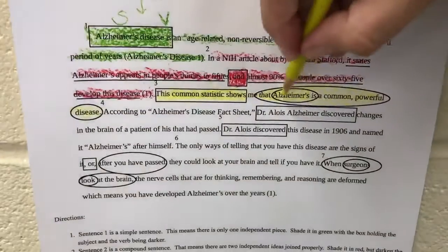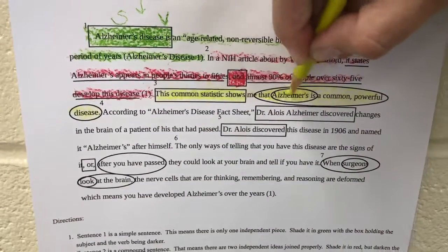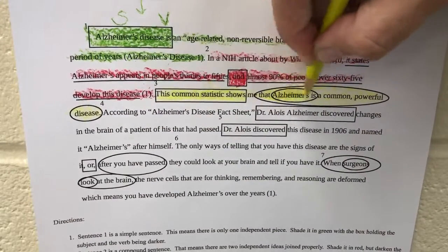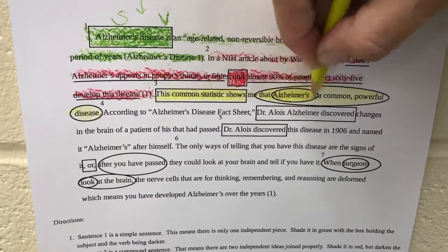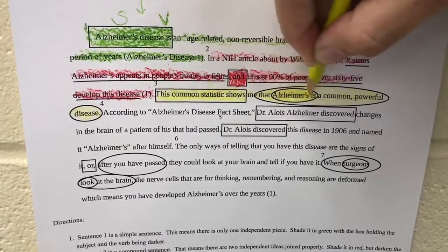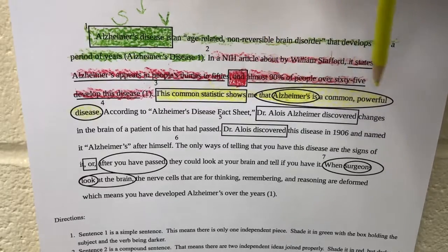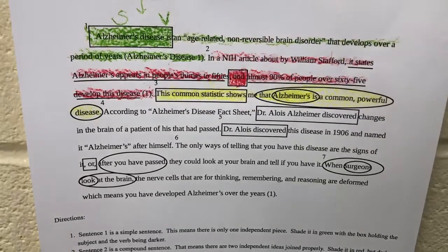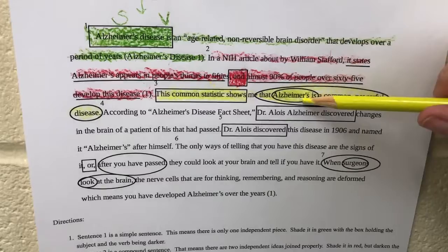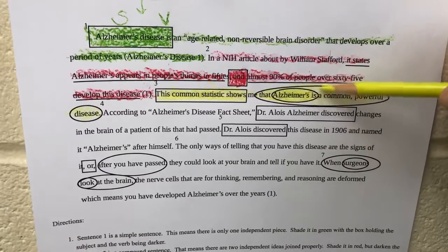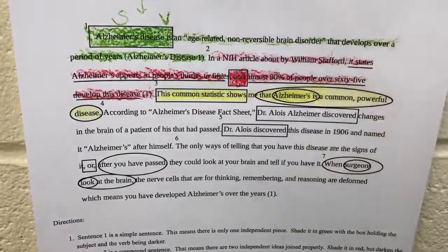Now the part that I really want to darken is the part that makes it complex. It's a mini sentence. It's just like a subject and a verb and it's in the that phrase. So the phrase that Alzheimer's is a common, powerful disease can't stand by itself. It's a description. It's telling us what the statistic shows. However, it does have a subject and a verb, and that's how you get to that level of complexity that many of you are missing in your writing.